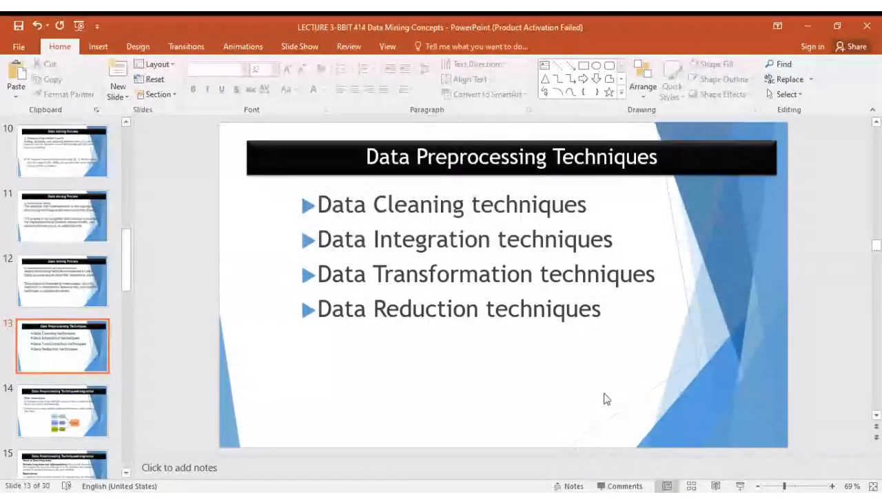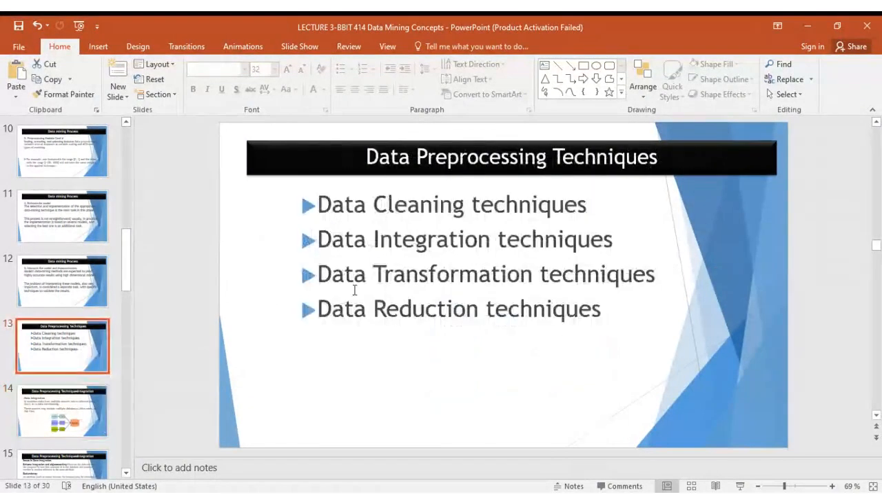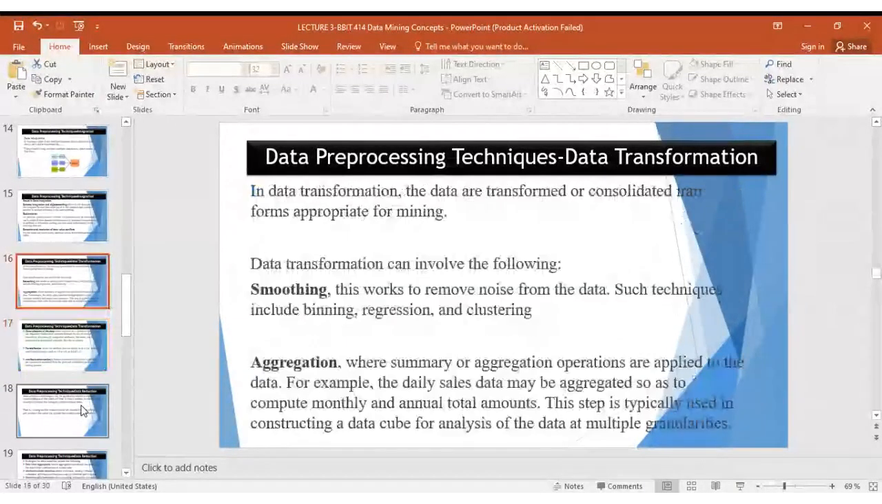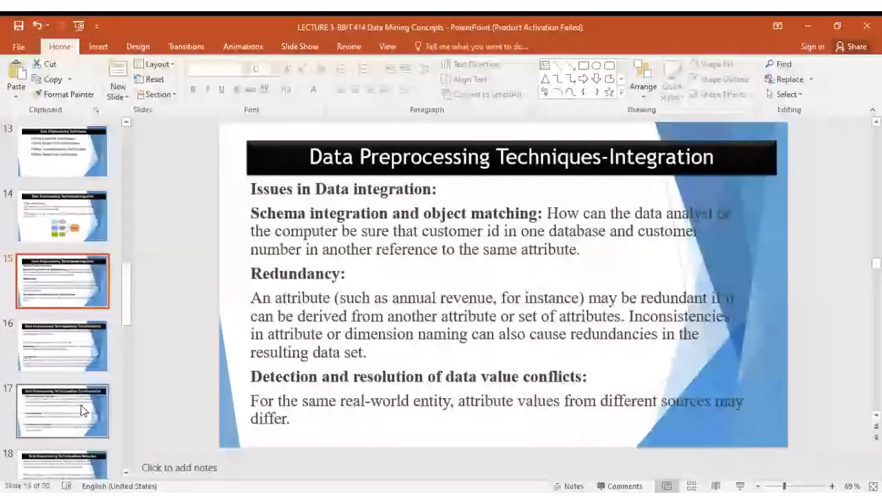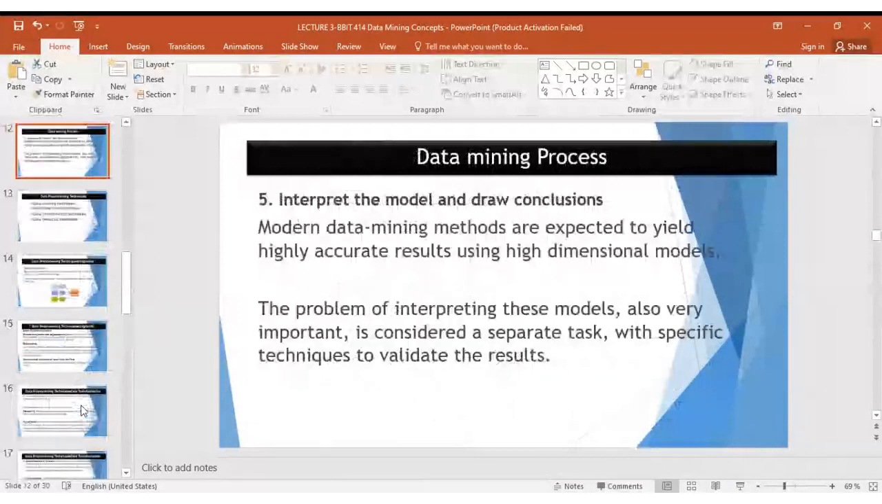Okay, data pre-processing techniques: cleaning, integration. Remember, we talked of data coming from multiple sources. Then transformation of data, but also reduction into data that can fit the model that we have created. Data cleaning is very important. Let me just mention that. I don't know if I have it in my notes. I think I'm missing that, but you can check in the other notes.